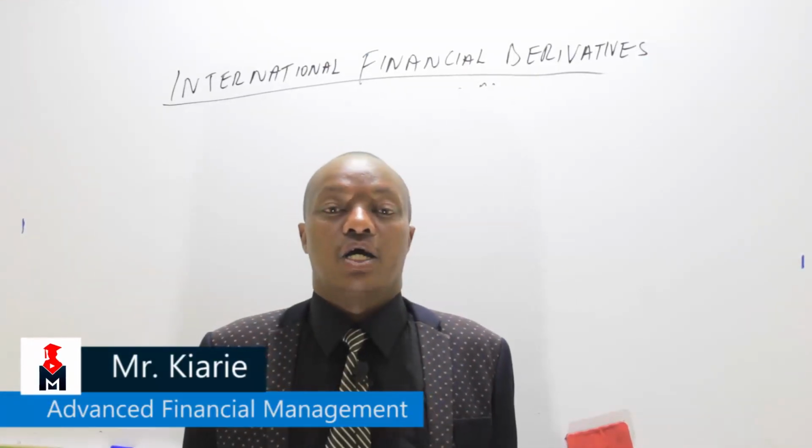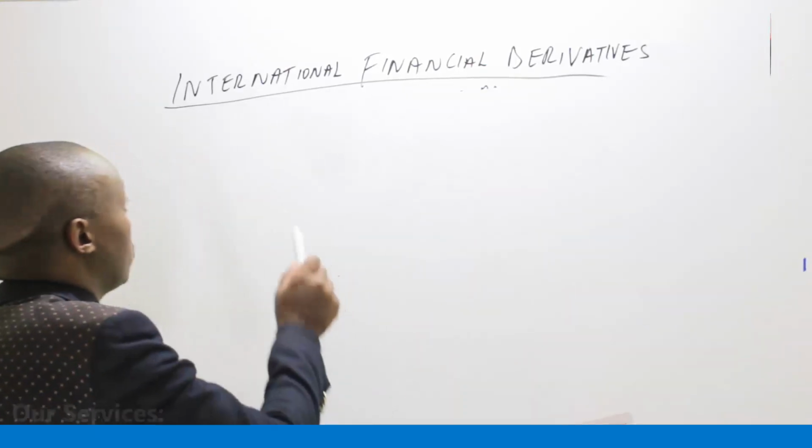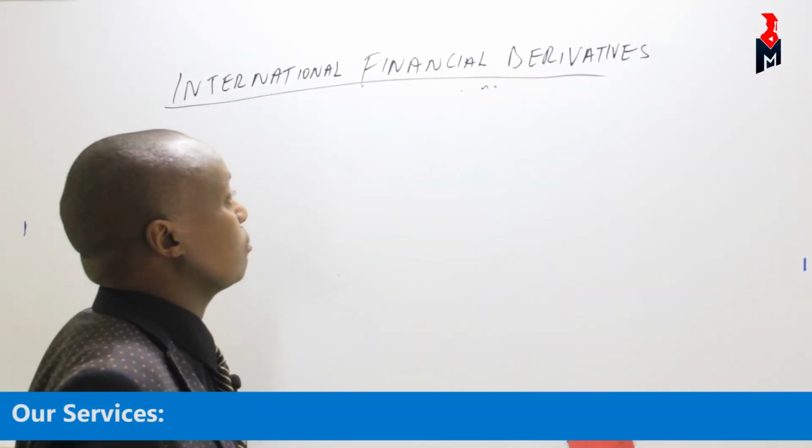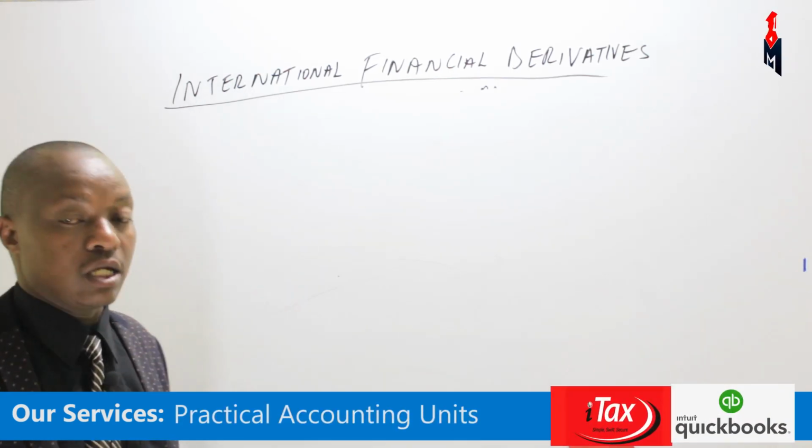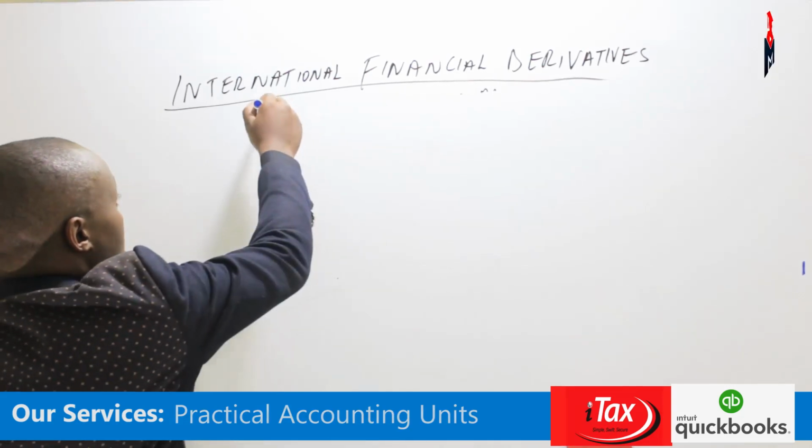My name is Mr. Kiarie and I lecture Advanced Financial Management. Last time we were doing what we call international financial derivatives. We considered ways of hedging and we considered three ways of hedging.